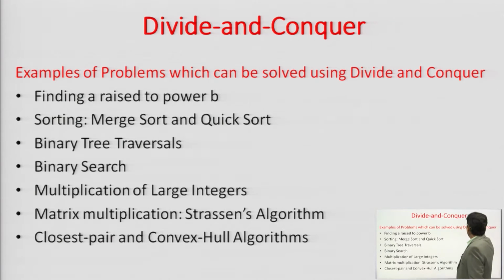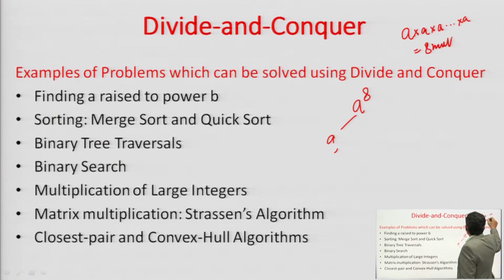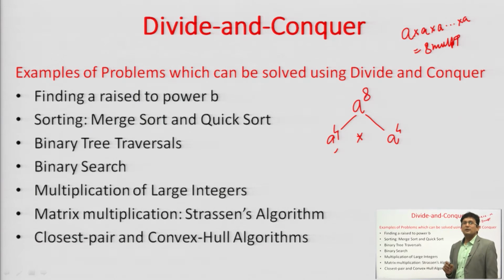For example, if we have to find out a raised to the power 8, the usual mechanism of finding a raised to power 8 would be to multiply a with itself 8 times. This requires 8 total multiplications. In case we do it with the help of the divide and conquer, and let us say we have a raised to the power 4, when we find the value of a raised to the power 4 and we multiply it with itself, we will find the value of a raised to the power 8.